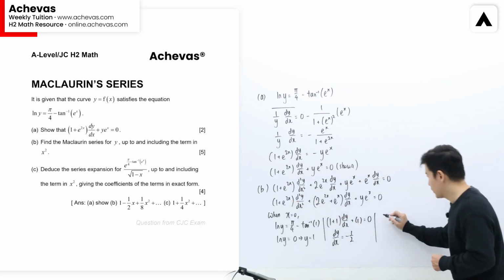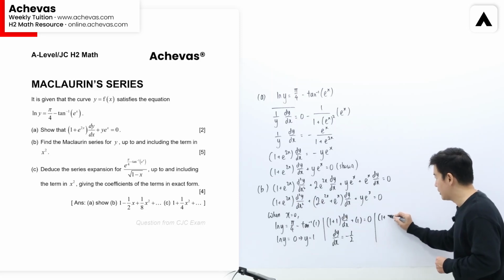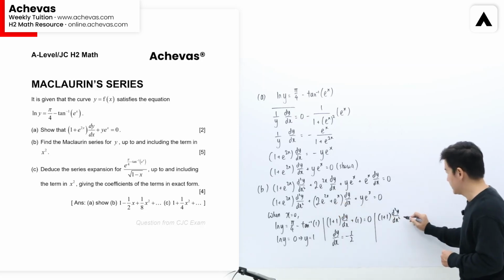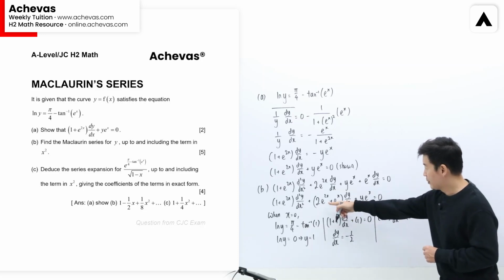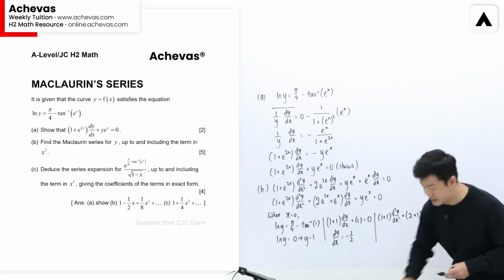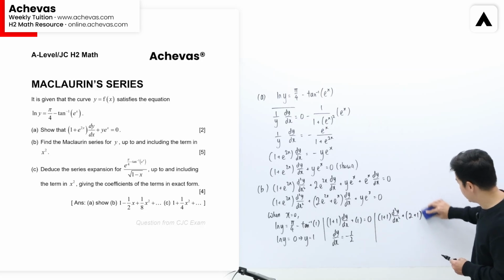So when x is equal to 0, we will have 1 plus e to the power of 0, which is 1, d squared y dx squared, which is what we are supposed to be finding, then plus 2e to the power of 0, which is going to be 1, plus e to the power of 0, which is still going to be 1. So dy dx is minus half. We have found out about that.